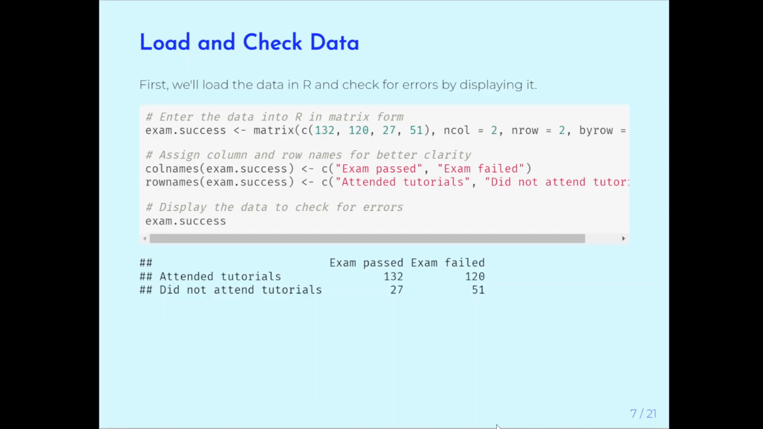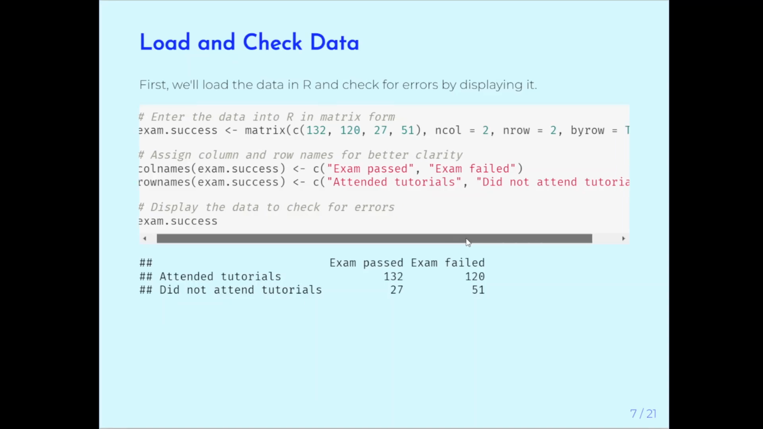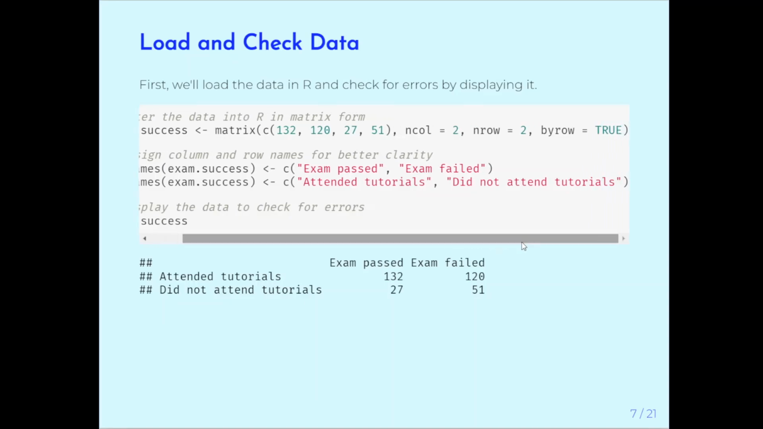Now, we're getting into business here, reusing what we were given as a hint at the start. exam.success is a matrix there. We have a vector of values 132, 120, 27, and 51. The number of columns is 2 and the number of rows is also 2. As an additional thing, we're going to specify byrow equals TRUE. That means that the first two values, 132 and 120, go into the first row, and the next 27 and 51 go into the second row.